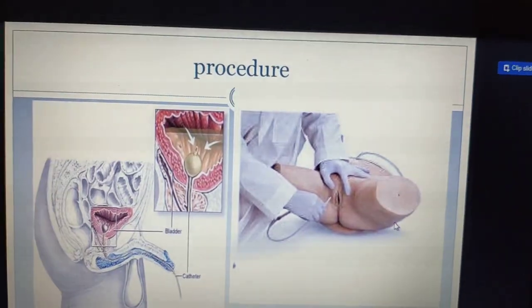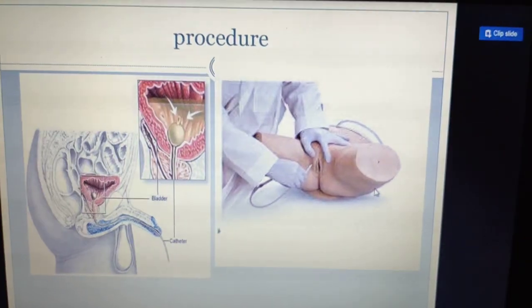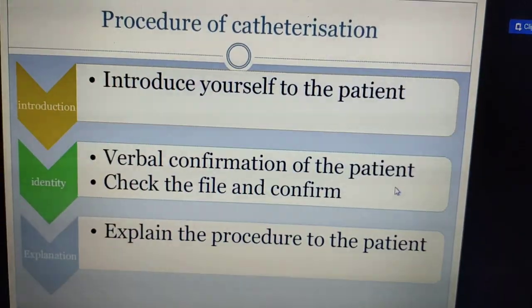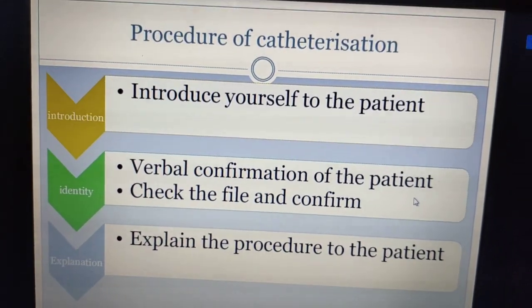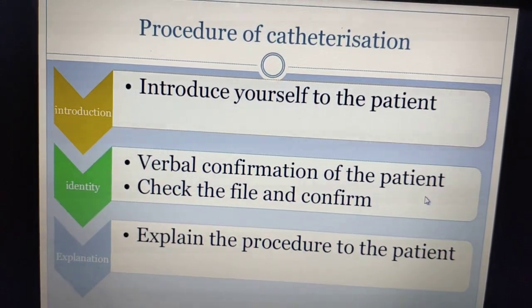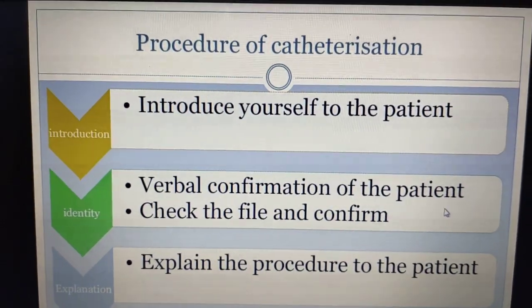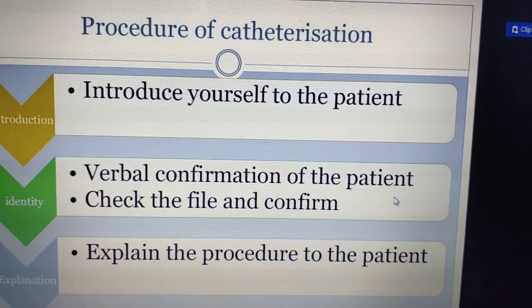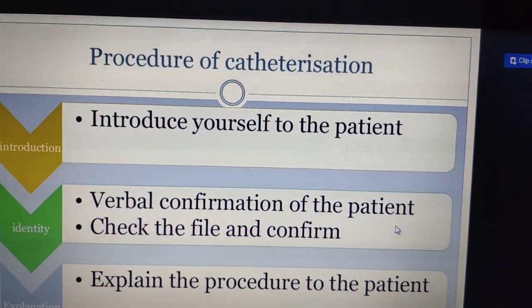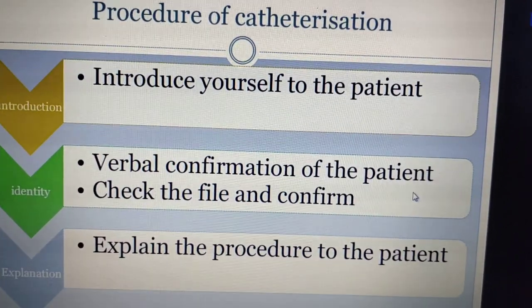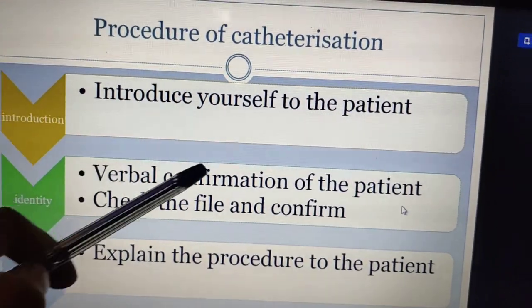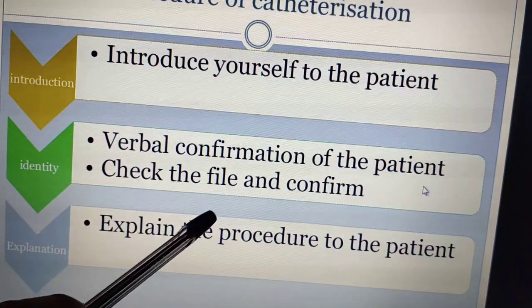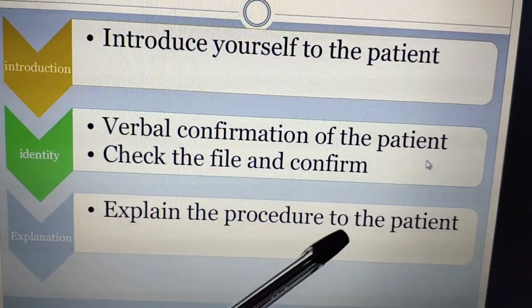Okay, we'll see, for a female and the male it is different. The procedure depends upon the anatomy, so we are doing accordingly. I will show you in the next slides. Next, first, what is the procedure of catheterization? First, introduce yourself to the patient. Before any procedure, you have to introduce yourself to your patient. Then verbal confirmation of the patient. And after verbal confirmation, let us check the file and confirm once. Then explain the procedure to the patient.